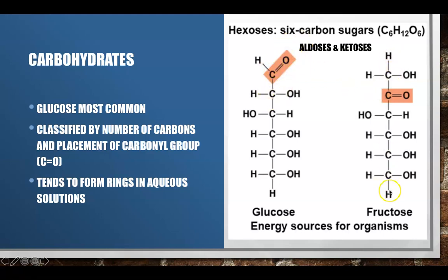Now, fructose, on the other hand, has the carbonyl group in the middle between two carbons, like the letter K is in the middle of the alphabet. So we say this is a ketose. The chemical formula for both glucose and fructose is C6H12O6. But our bodies can more readily process glucose than fructose. In fact, fructose can only be processed by the liver. And if you give it too much fructose, it has to actually store that because it can't break it down.